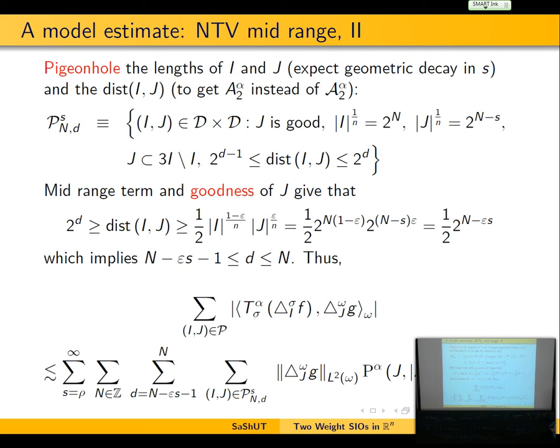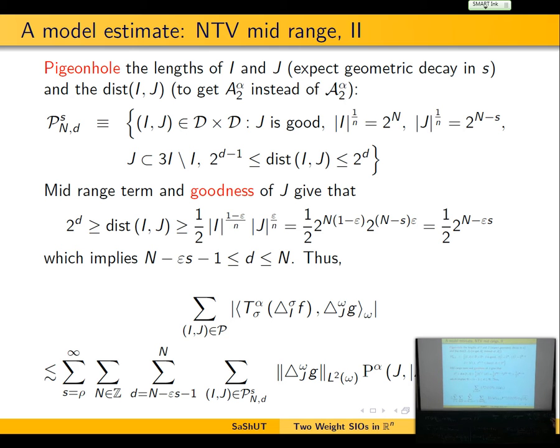So, yeah, now. The next ingredient in the proof of this estimate is that you pigeonhole the lengths of I and J. So the point is, we take the length of I to be 2 to the n, the length of J to be 2 to the n minus s. We expect geometric decay in s, and this often happens in this kind of arguments. We know that J is in 3I minus I, and we also pigeonhole the relative distance to call it 2 to the d.